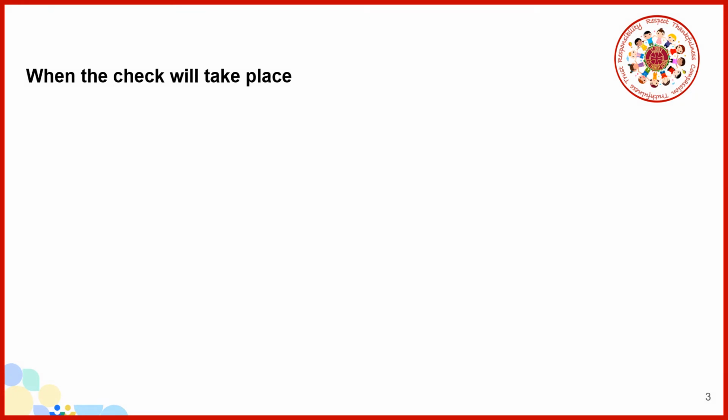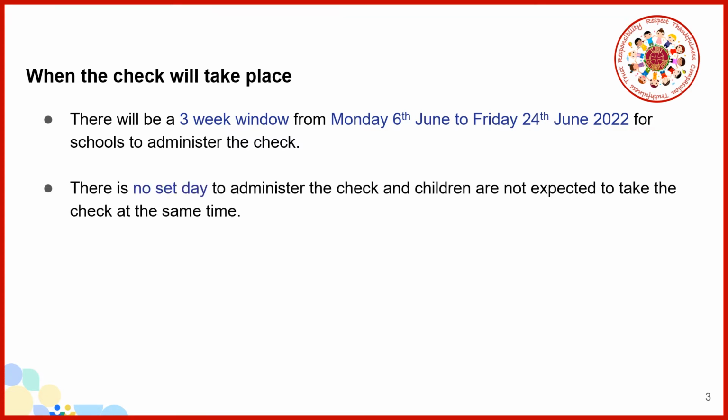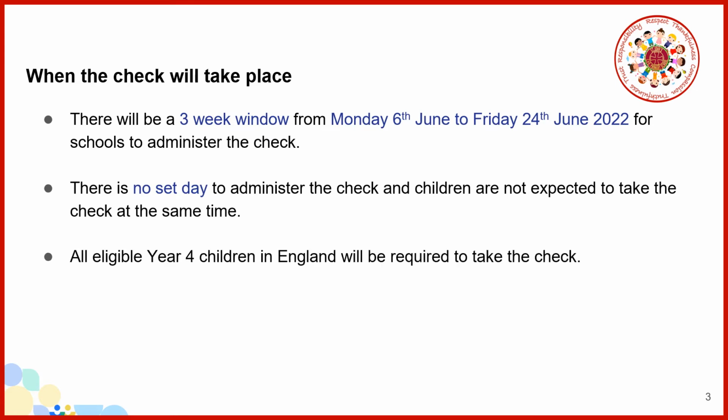When the check will take place. There will be a 3-week window from the 6th of June to the 24th of June for schools to administer the check. There is no set day to administer the check, and children are not expected to take the check at the same time. All eligible children in Year 4 will be required to take the check.